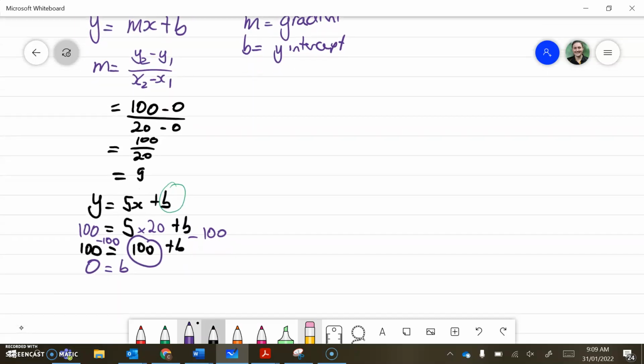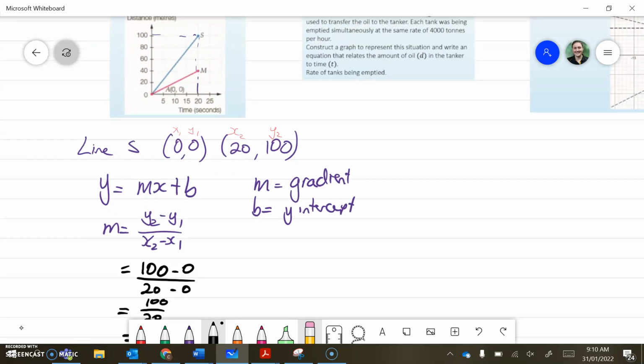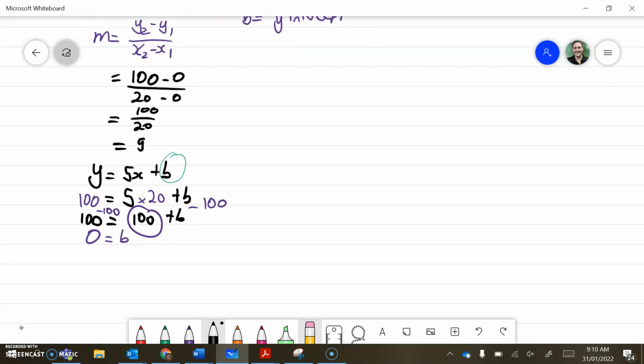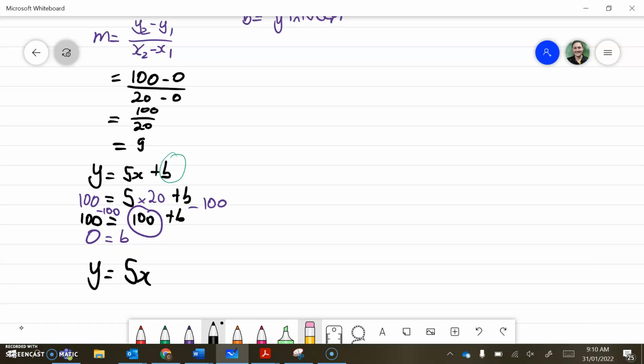So my y-intercept is at 0, and we can confirm that by looking at the graph because our line hits the y-intercept at 0. So what that means is the equation is y equals 5x.